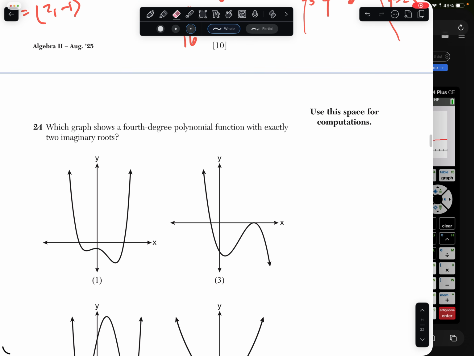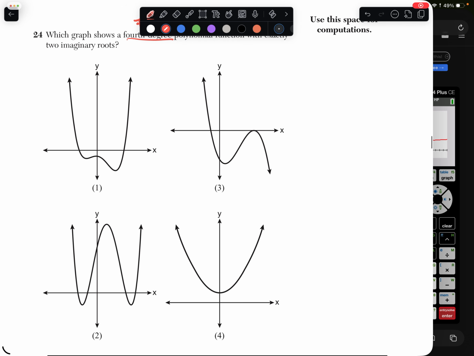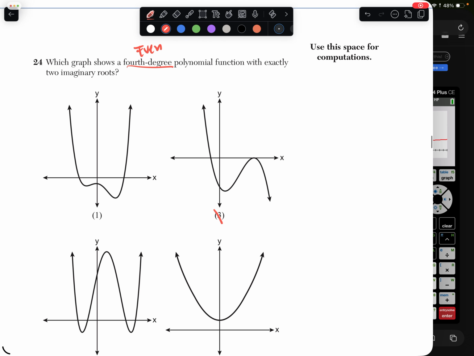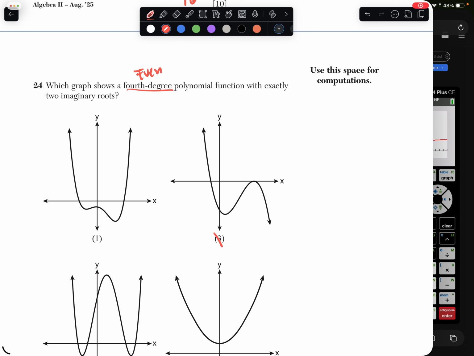Okay, which graph shows a 4th degree polynomial with exactly 2 imaginary roots? For a 4th degree polynomial, the power is even, so the end behavior is going to point in the same direction. So we can eliminate choice 3, because its end behavior points in different directions. So that's wrong.